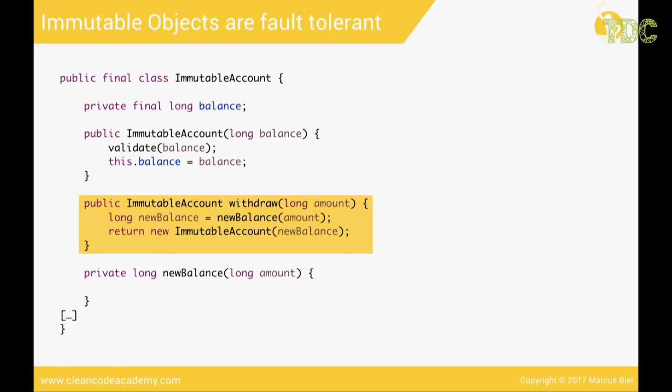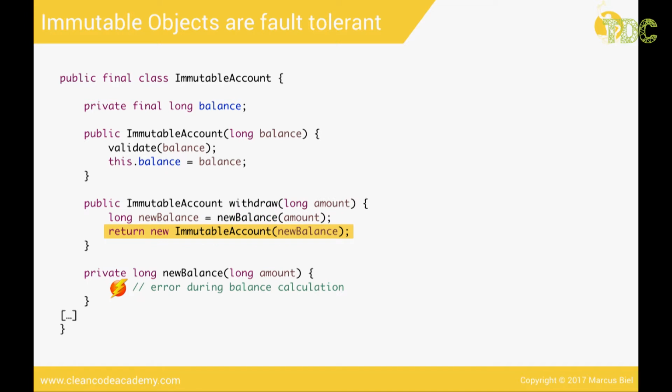So here, I have again just a quick code sample. We see the withdrawal method, and a new balance is calculated down here. So far it's just empty, because the code isn't really important to us. The point here is an exception is happening, and the exception will bubble up all the way. So this yellow line here will never be executed. And this is why we will be safe.